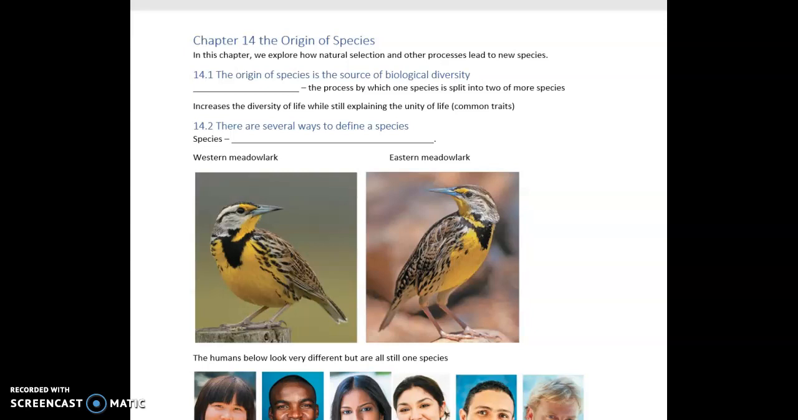So chapter 14 is the origin of species. This is the same as Darwin's book. And in this chapter, we're going to be looking at how new species arise.